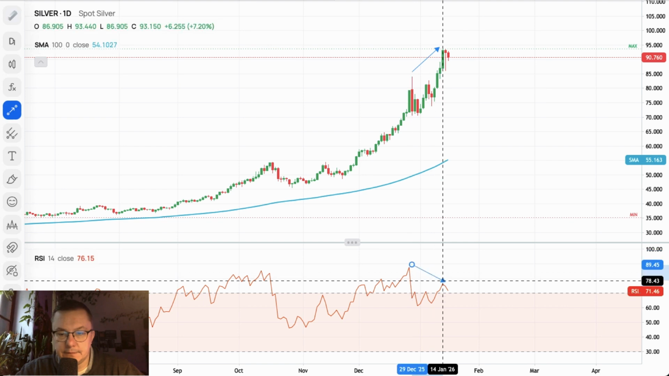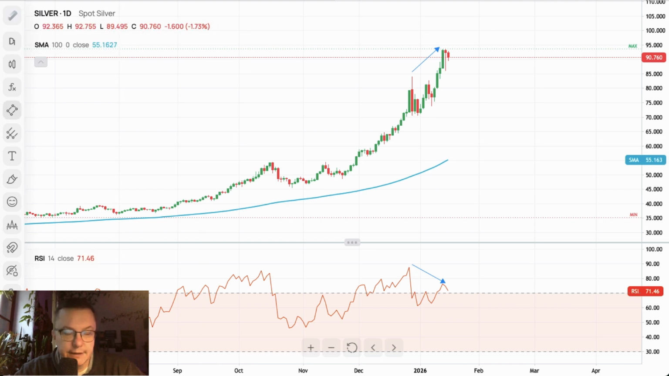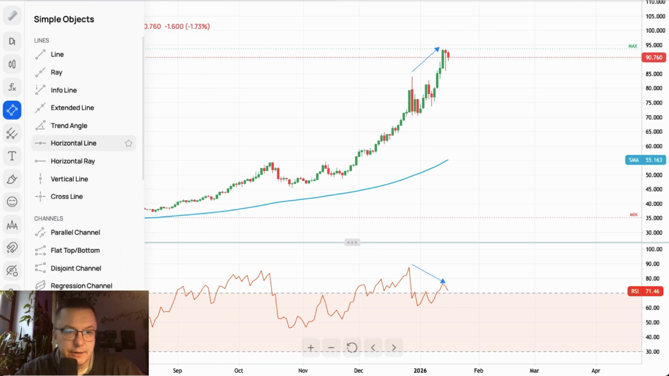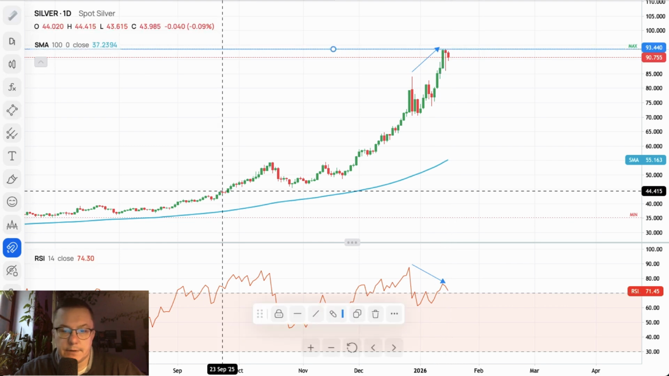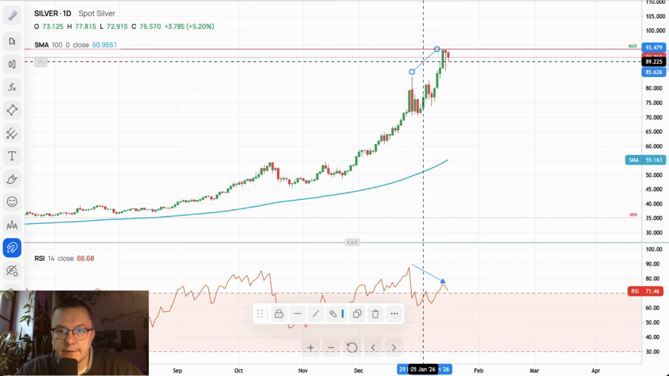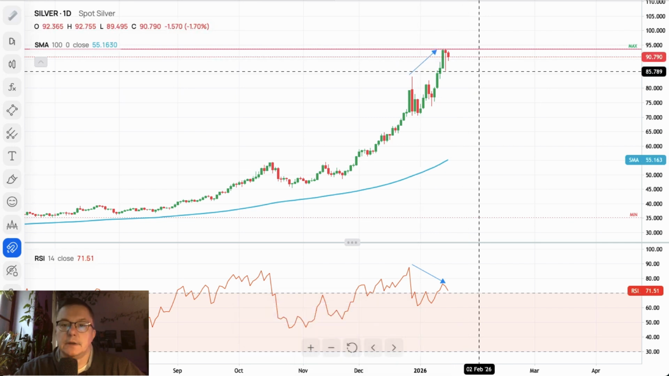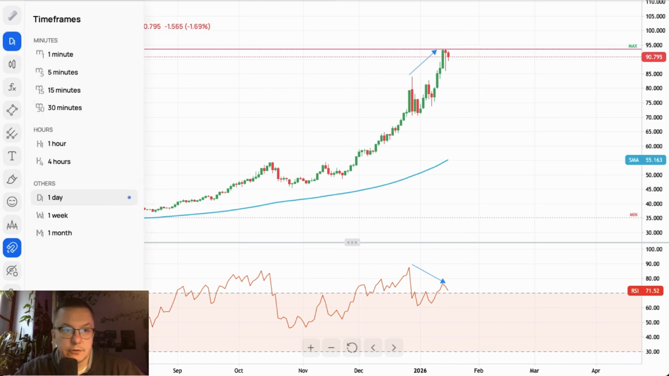a first warning that the top might be in, right? So I'm not saying the top is in already, but a temporary pause or temporary correction might be in play right now on the silver market. So we got this situation here. This is daily time frame chart. It looks like this is a very aggressive, very strong trend.